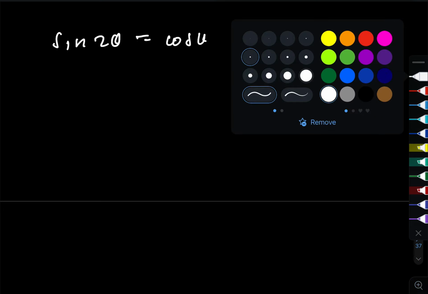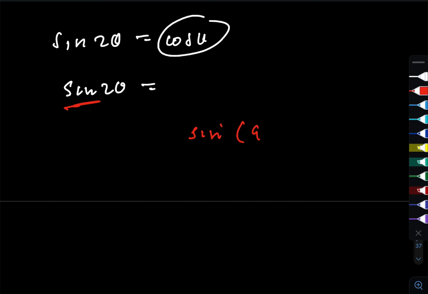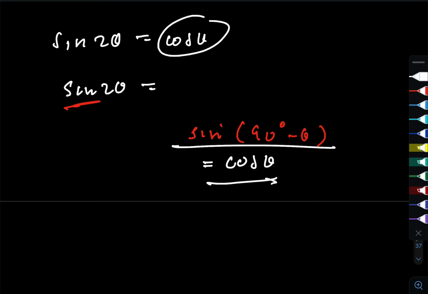All right. So what I'm going to do is write sine 2 theta equals... Remember using the co-ratio, this is more of when I have sine 90 degrees. I want to use the same ratio. If I have sine 90 degrees minus theta, I know this is a co-ratio for cosine theta. Simple as that. So I'm going to remove the cosine theta and put the sine 90 degrees minus theta.